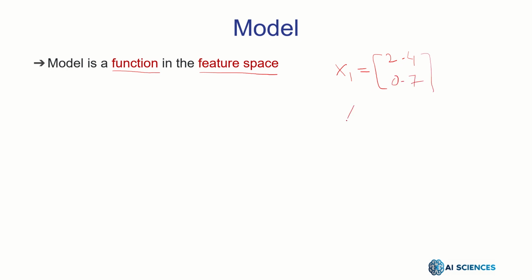We can think, and then we have another data point, another sample with first feature value as, let's say, 10, and second feature value as, let's say, 1.7, and so on. We have 20 of these data points.